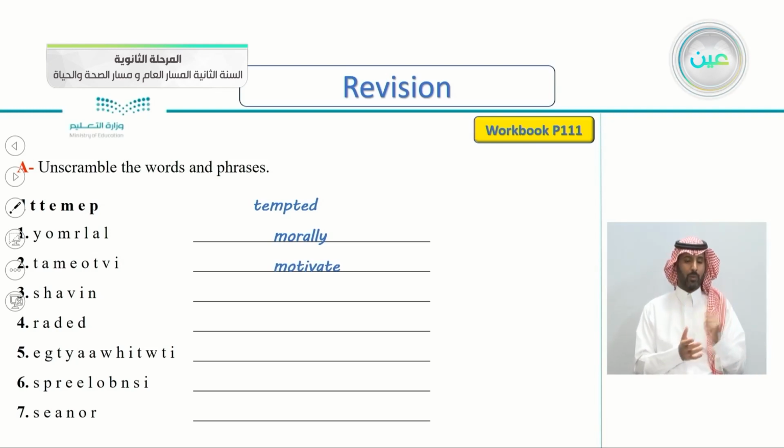Number three, S-H-A-V-I-N. So this is the scrambled word. How do we unscramble it? And the correct answer is, let's see the correct answer now. It's the word vanish. Do you remember the meaning of the word vanish? Yes, very good. Vanish is to make something disappear.